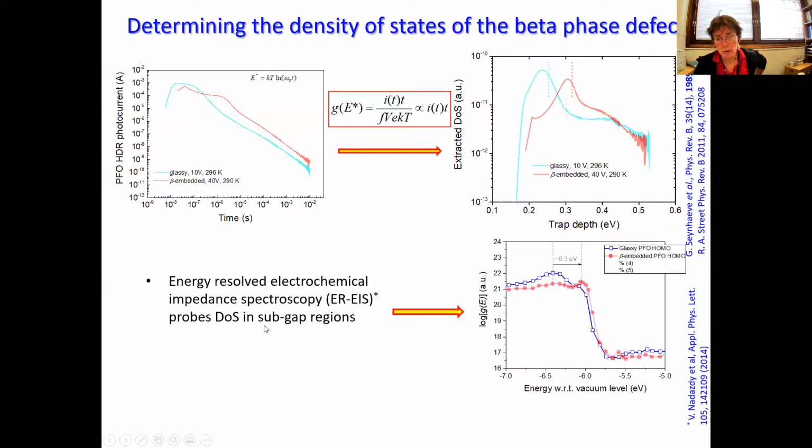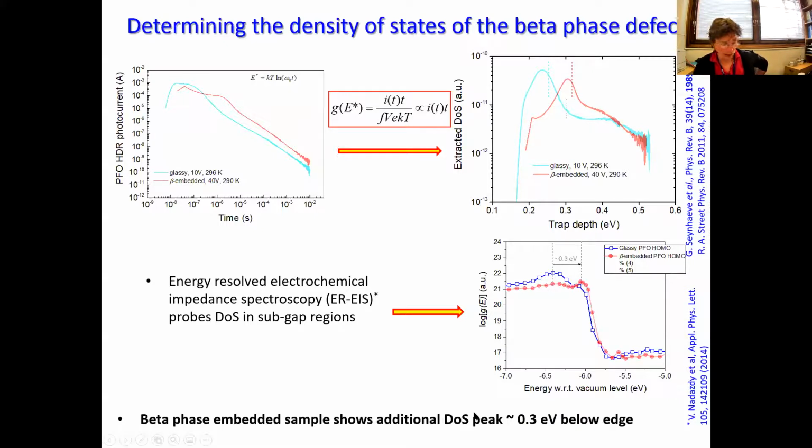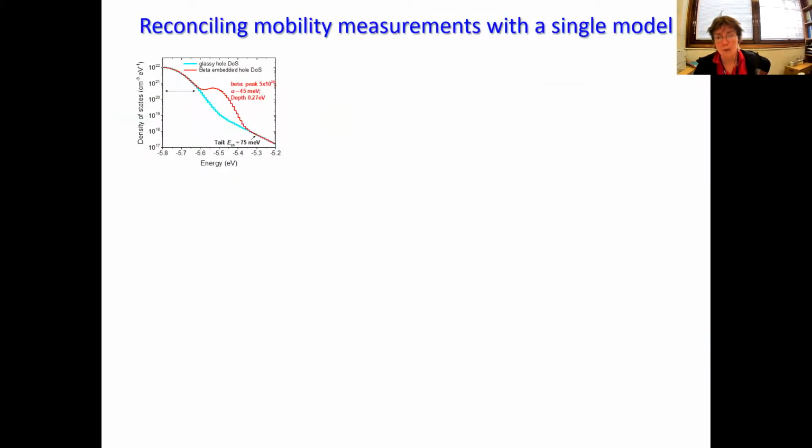Then, in collaboration with Wojtek Nadazdi in Bratislava, we were able to look with a different method at the density of states for the two different types of films. And this is a method called energy resolved electrochemical impedance spectroscopy that he's developed. And with the method, we could see again there is evidence of a defect, a fairly pronounced defect lying about 0.3 electron volts below the edge of the density of states for the glassy film. So this is telling us that it looks as though the transport ought to be affected by some defect in the density of states lying about 0.3 eV below the edge.